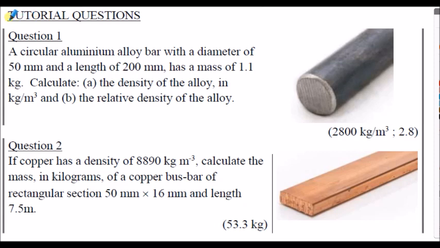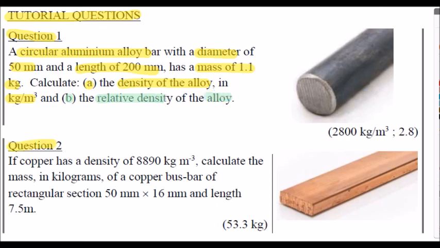Let's now consider some tutorial questions. Here's question 1. A circular aluminium alloy bar with a diameter of 50 millimeters and length of 200 millimeters has a mass of 1.1 kilograms. We've got to calculate A, the density of the alloy in kilograms per metre cubed, and B, the relative density of the alloy.